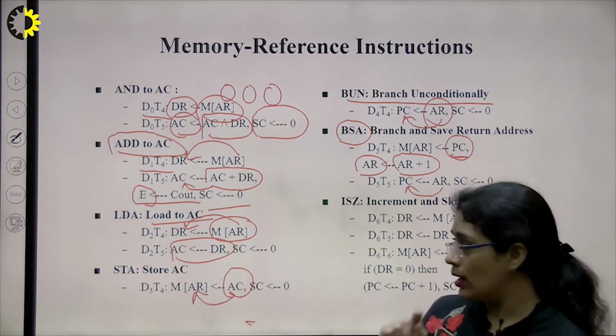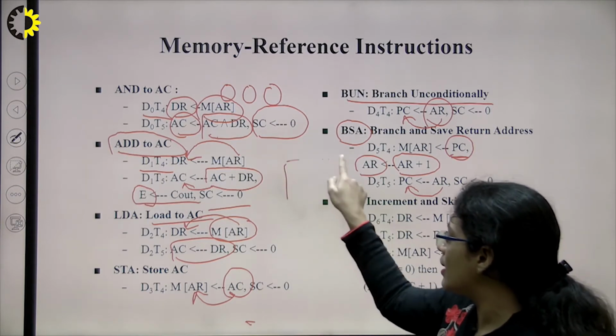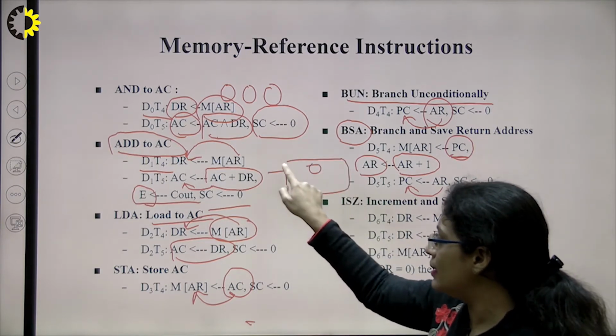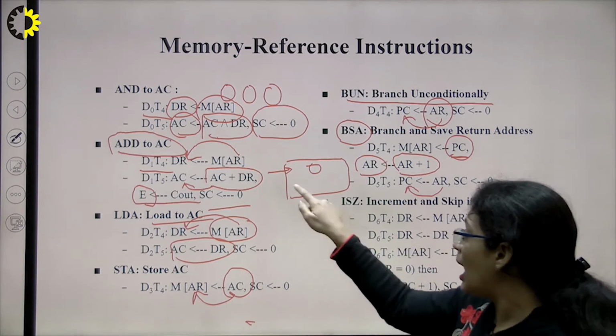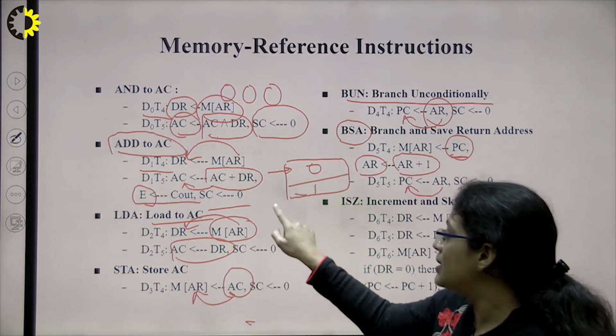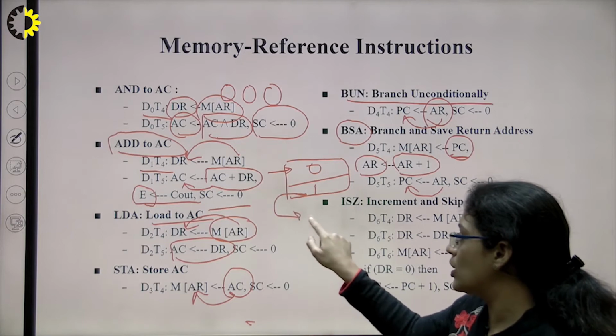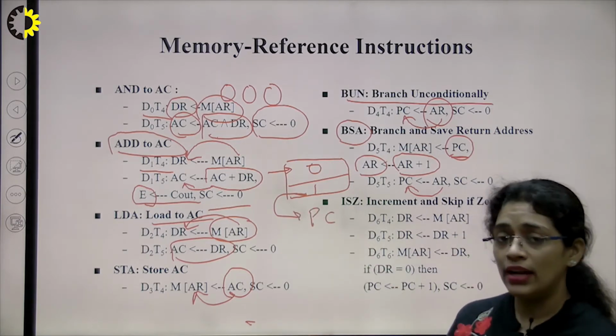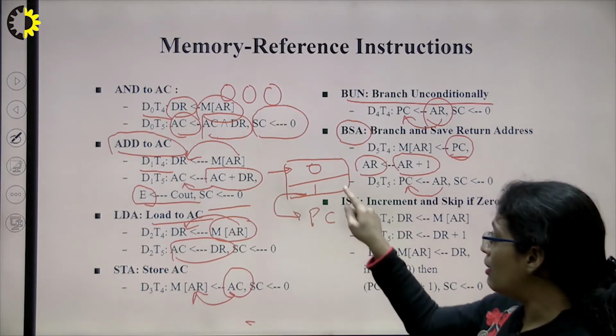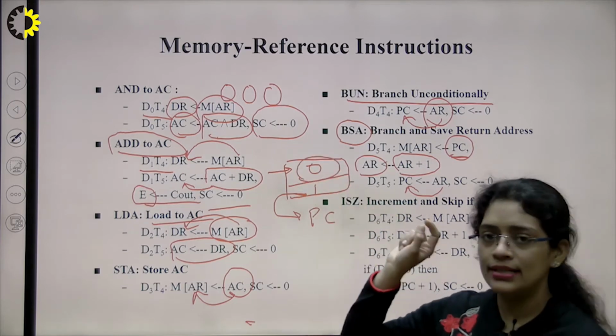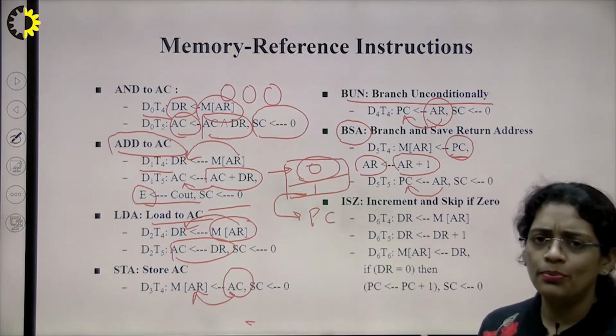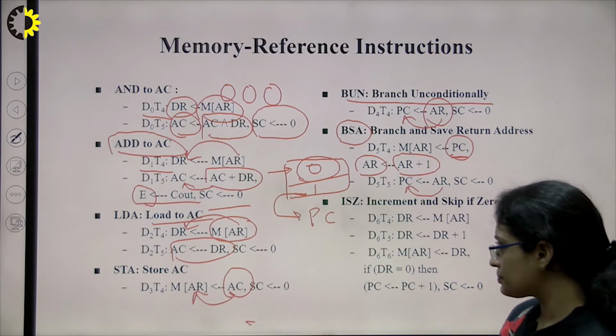Suppose at address 0 I am storing the current program counter, and at address 1 I am taking that address and storing it to PC. Whenever I come back, I have to execute the address which is there at address 0. So this is branch and save return address.